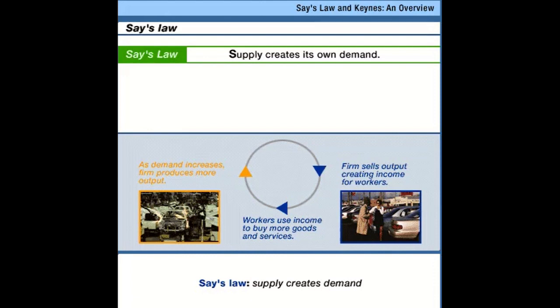Well, the classical view of the world was threatened and eventually laid waste to by the most important economic news of the first half of the 20th century, and that was the Great Depression.